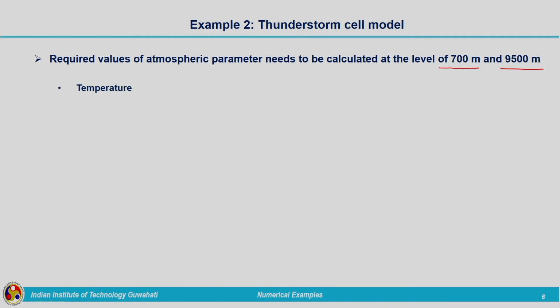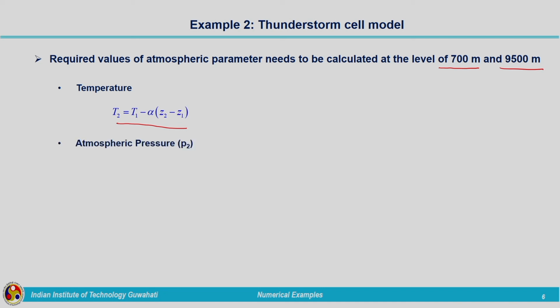We have been given the values of atmospheric parameters near the ground surface. According to the ground condition, the temperature and pressure values have been given. Now, we need to calculate the corresponding values at 700 meters and also at 9,500 meters, that is 9.5 kilometers. What are the parameters to be calculated? Temperature. How can we compute temperature at a higher elevation? We can make use of the lapse rate equation. Temperature can be calculated by this familiar equation, T2 equals T1 minus alpha times (Z2 minus Z1).